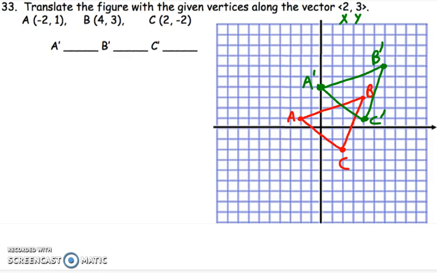My translation, remember, it's a slide. This got slid in the direction of 2, 3, the vector <2, 3>. So our new points here: A prime is going to be (0, 4). Our B prime is (6, 6). And our C prime is (4, 1). Don't forget the commas. Do not forget about your parentheses there.